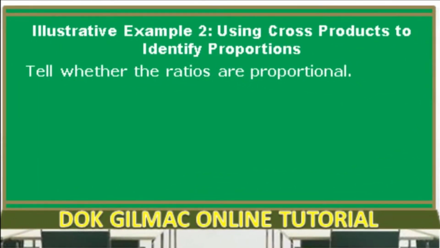Consider illustrative example number 2. Using cross products to identify proportions, tell whether the ratios are proportional. Consider the two given ratios, 3/5 is equal to 5/7. Let's determine their cross products. 3 times 7 and 5 times 5.